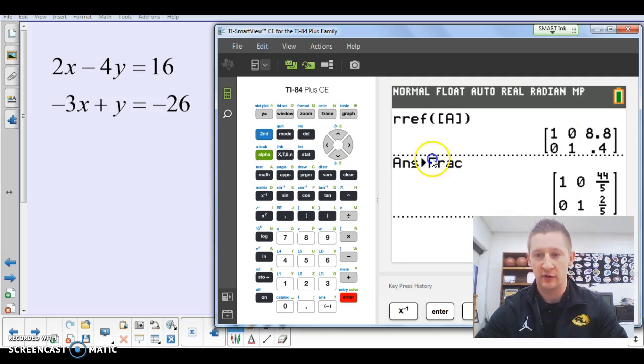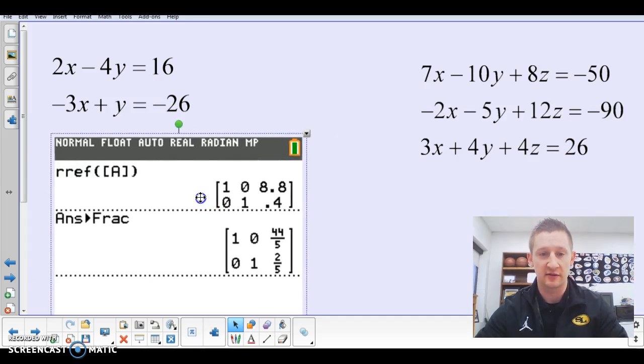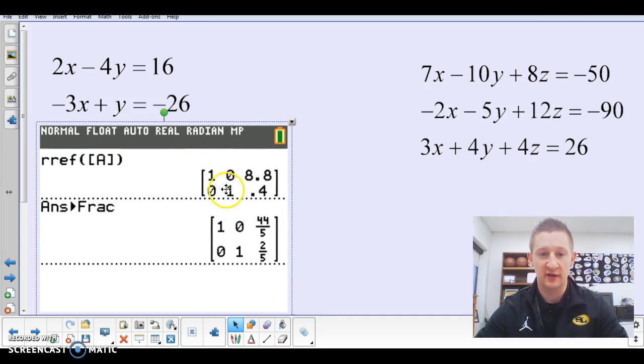So if I drag this over here, here's what this means for us. This means that when I've got the 1s on the diagonal, that means x is equal to 8.8, and y is equal to 0.4. So the solution of this system of equations would be (8.8, 0.4), or (44/5, 2/5).